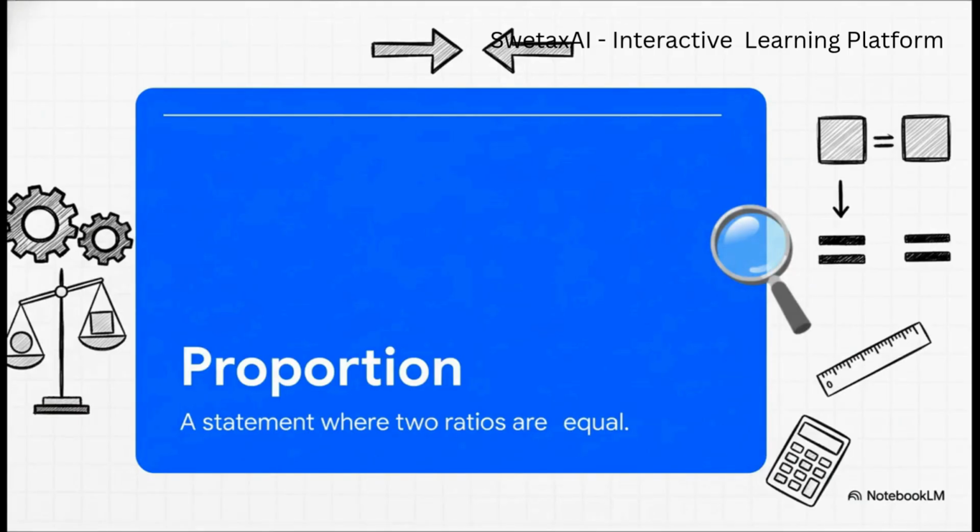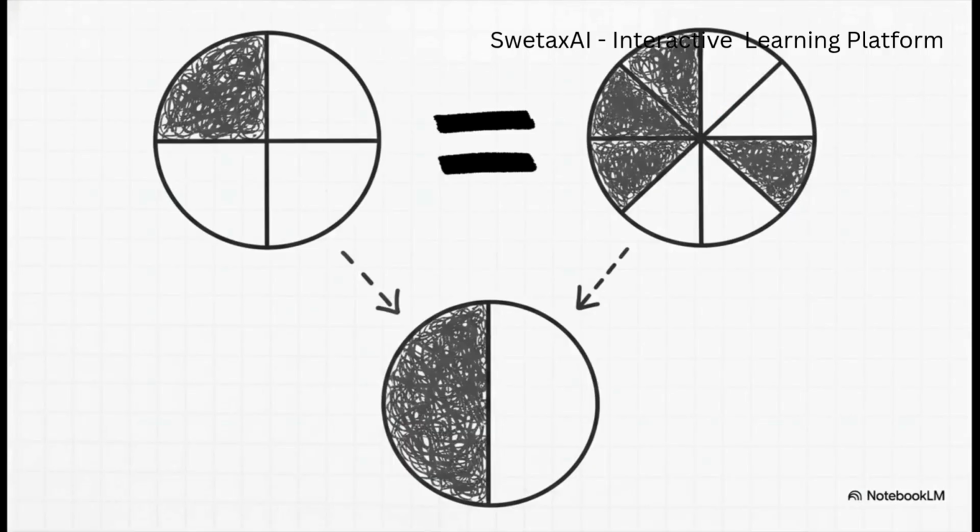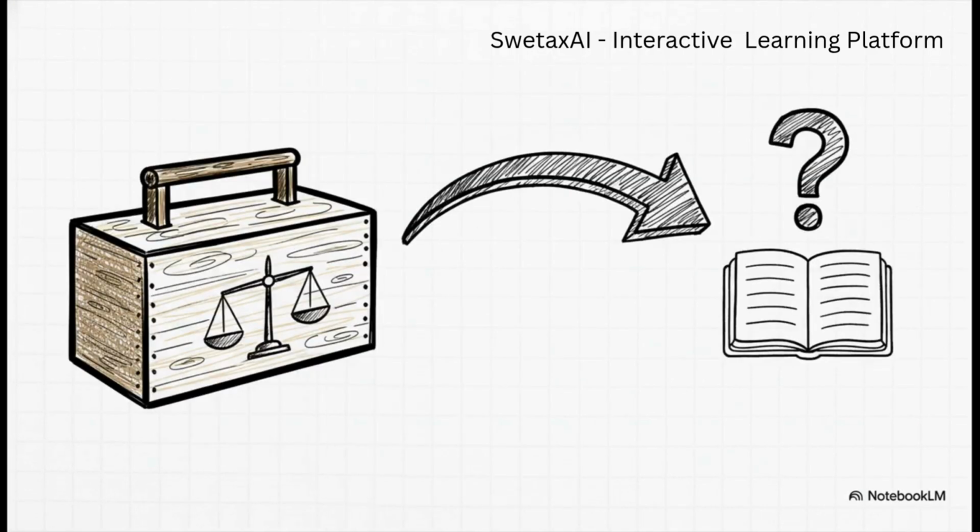It's just a statement saying two ratios are equal. Ratios can look like this, with a colon, or they can look like a fraction. Same thing. See how 2/4 equals 4/8? In a proportion, everything's balanced, because they both simplify to 1/2. Okay, let's take this idea and solve that notebook puzzle from the beginning.